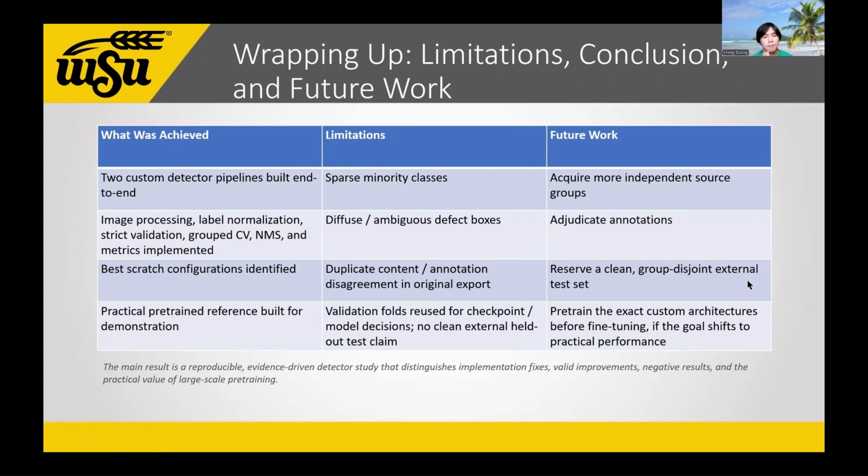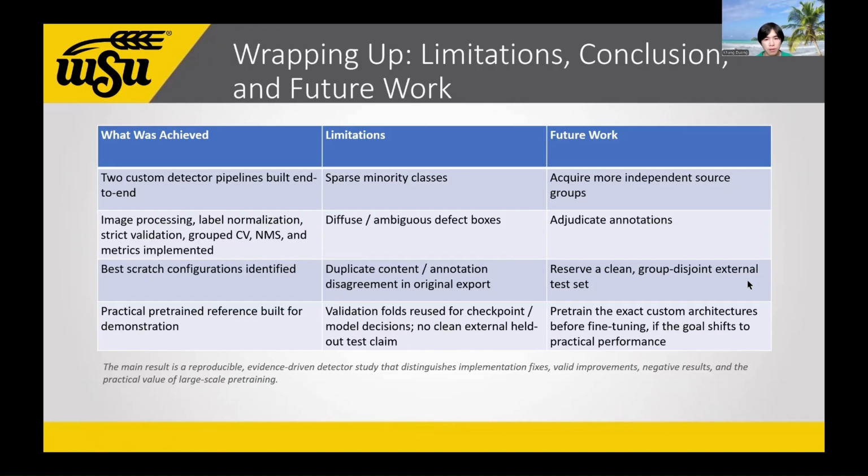So to wrap up, I built two full custom detector pipelines including image processing, label normalization, strict validation, group CV, NMS metrics, and a practical pre-trained reference for demonstration. The limitations are sparse minority classes, diffuse defect boundaries, and some remaining annotation disagreement. We used our validation flow for model decisions, and there is no clean external test set.